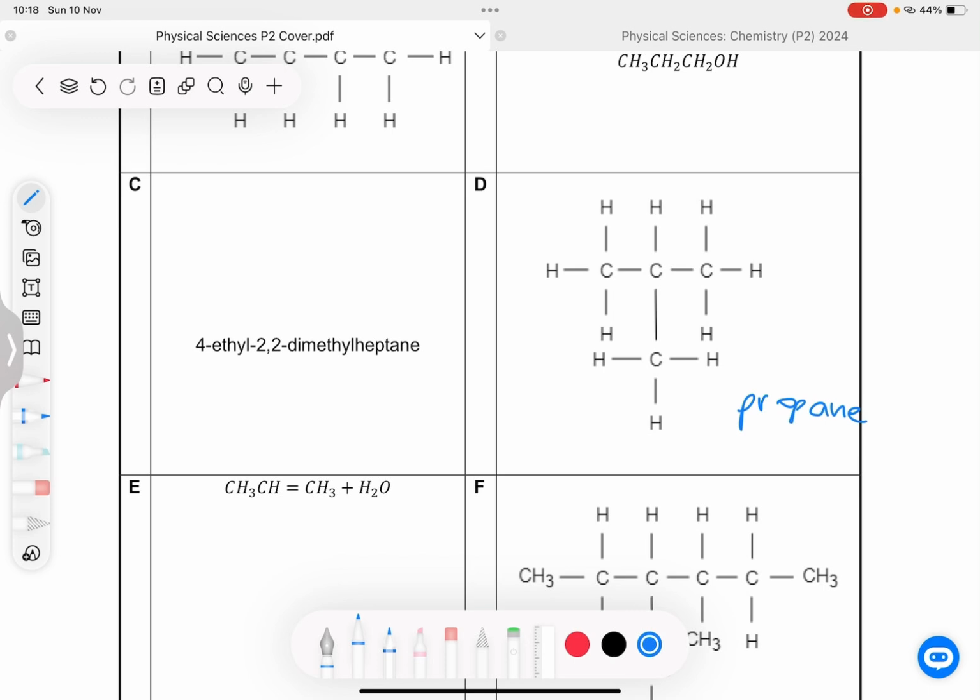But now we need to number the longest chain. Now the carbons, we need to number them. When we number them, we're going to number them such that the branched chain or the functional group, if it's present, is on the closest number that we're counting. So for example, if I count from here, if I say this is carbon 1, this is carbon 2, and this is carbon 3, you can see that the branched chain here is closest from this side. But even if I count from here to here, we still get the 2 here.